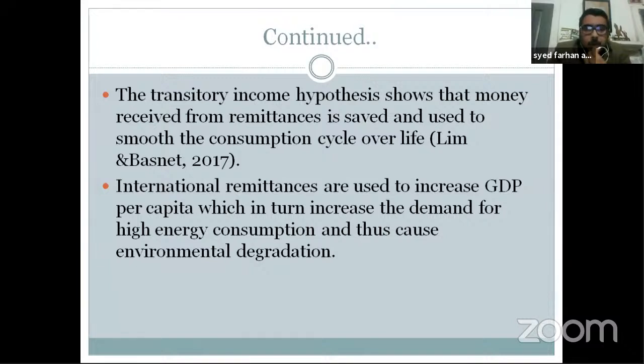So the transitory income hypothesis shows that money received from remittances is saved and used to smooth the consumption cycle over the life. On the other hand, international remittances can also be used to increase GDP per capita, which in turn increases the demand for high energy consumption and thus causes environmental degradation. As I have already said, remittances increase aggregate demand, which leads to higher energy use in order to meet that demand by industrialization.